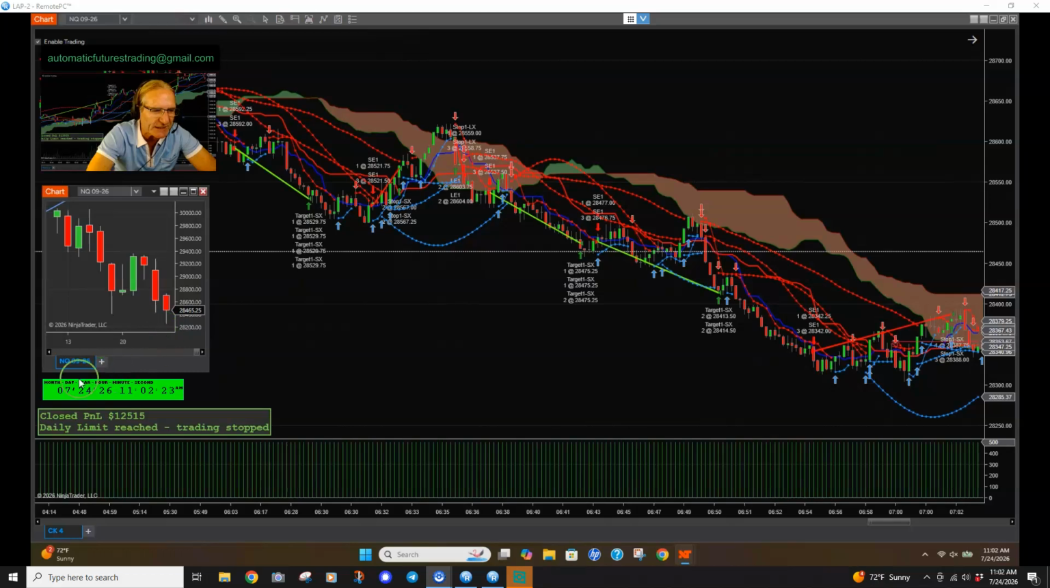This is the daily candlestick. It's July 24th, 26, 11:02 and change Pacific time. Our result today, right here, 12,515. We traded 4 contracts on the NQ, the mini future of the NASDAQ index, okay? 4 contracts. That means we closed out with better than 600 ticks per contract, my friends.